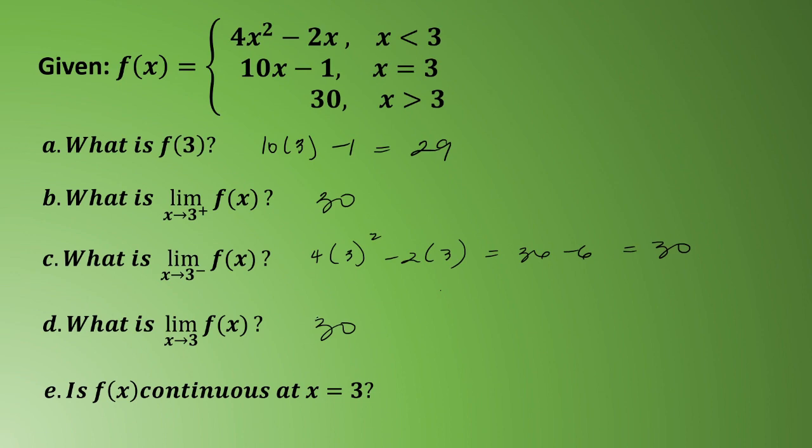And to answer if the function is continuous at x equal to 3, again, we need to compare f of 3 and the limit of the function at x equal to 3. If they are equal, then the function is continuous at 3. If not, then it is discontinuous. So looking at our answers, 29 is not equal to 30. So the answer here is no.